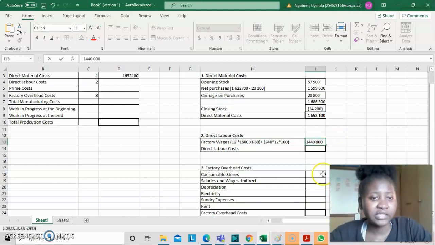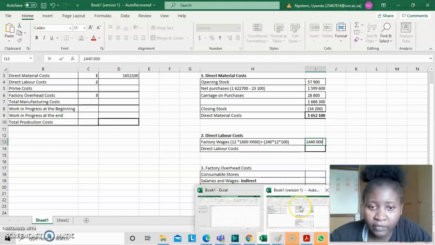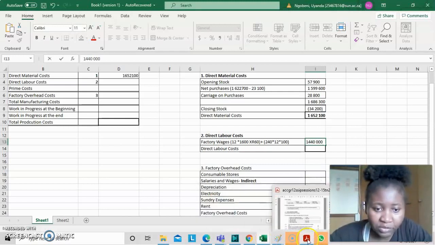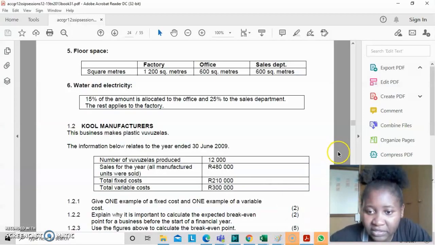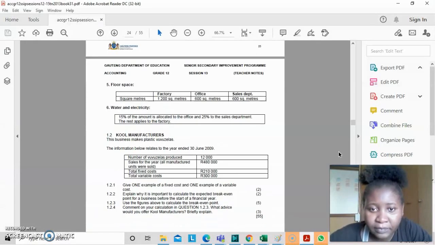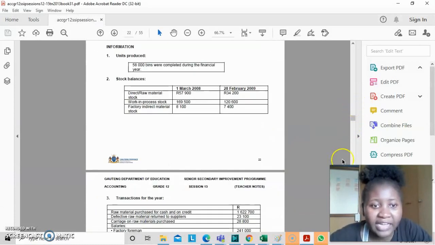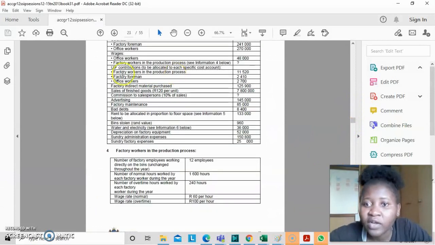Are we done? Let's look at the most important thing as well, which is the highlighted UIF. So here we're going back: the UIF contribution is to be allocated to each specific cost account. They're saying factory workers in the production process.